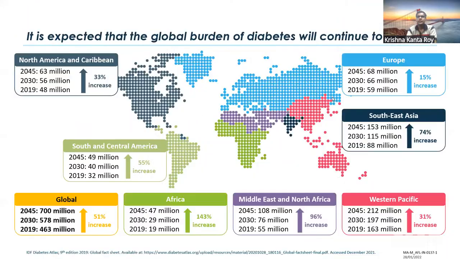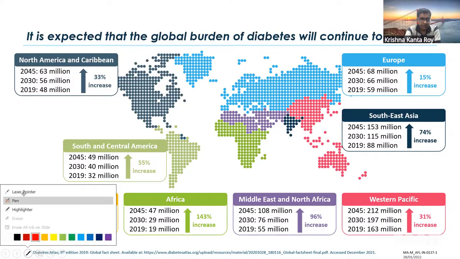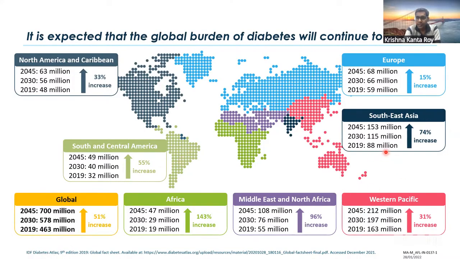Day by day, the number of diabetes patients is increasing throughout the country and throughout the world. In Southeast Asia, in 2019 we had 88 million patients of diabetes, and by 2045 it will go to 153 million patients, a near 74% increase of diabetic patients.